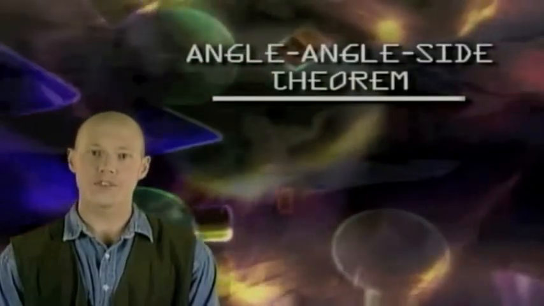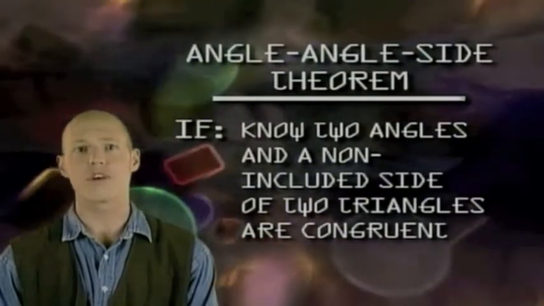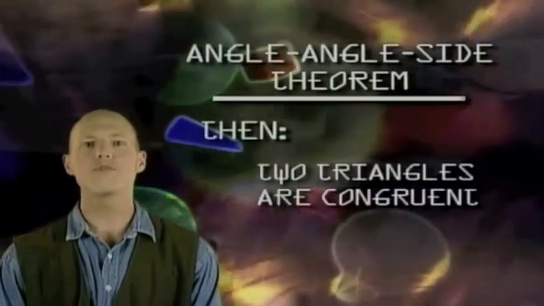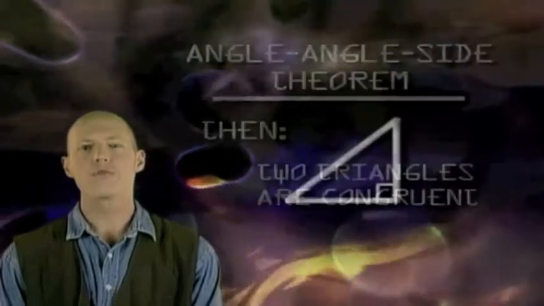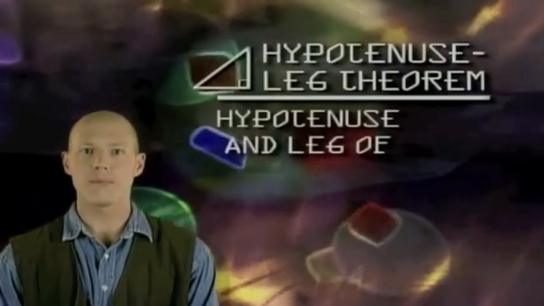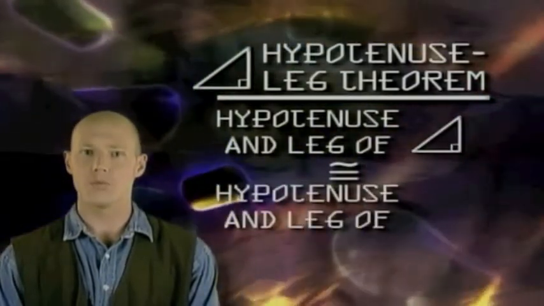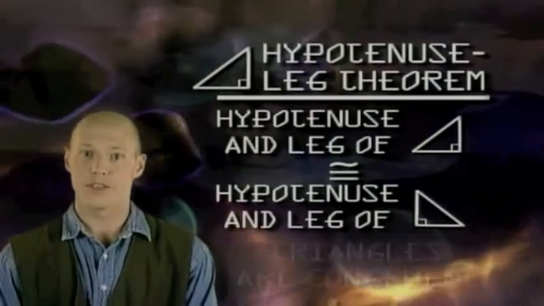The angle-angle-side theorem says that if we know 2 angles and a non-included side of 2 triangles are congruent, then the 2 triangles are congruent. With right triangles, we can use the hypotenuse-leg theorem, which says that if the hypotenuse and one leg of one right triangle are congruent to the hypotenuse and one leg of another right triangle, then the triangles are congruent.